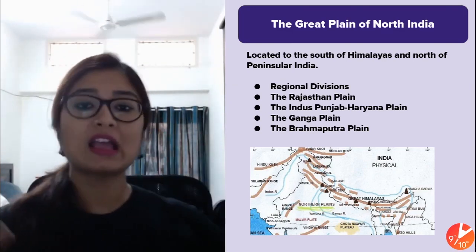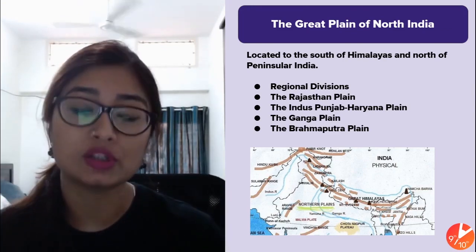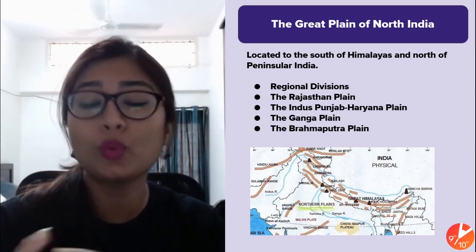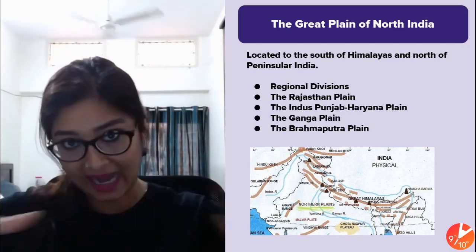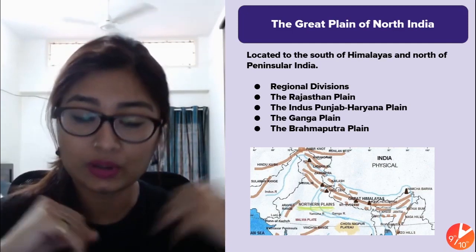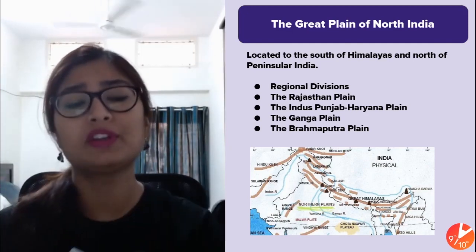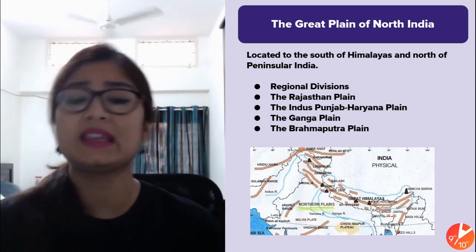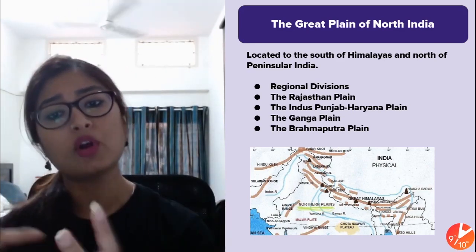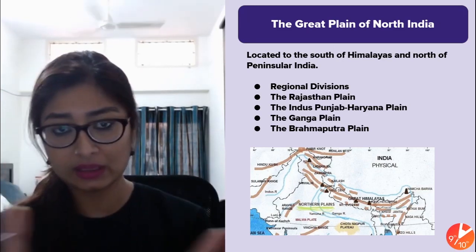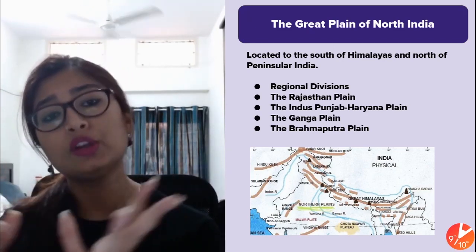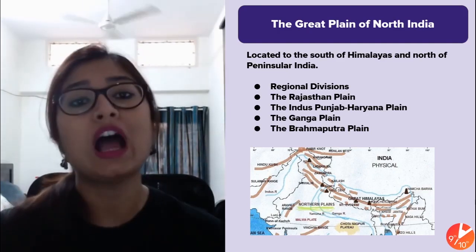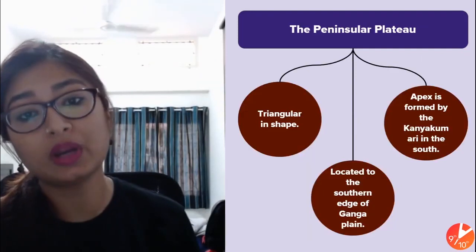Now the northern plains have been further divided into regional divisions. Now what do we mean by regional divisions? The plain is actually at a stretch, and you will get to know when we read about the river system further why it is at a stretch. However, it is known by different names depending upon the different regions. For example, in Rajasthan, the same plain is known as the Rajasthan plain. Then it forms the Indus Punjab Haryana plain near the Haryana and Punjab region. When you move towards the eastern side, where you have the Ganga and the Brahmaputra flowing, you have the Ganga plain and the Brahmaputra plain.